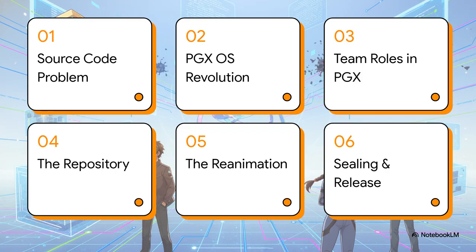So here's our agenda for today. We're going to cover 1. The source code problem. 2. The Pgx Os revolution. 3. Team roles. 4. Step 1. The repository. 5. Step 2. The reanimation. And finally 6. Step 3. Sealing and release.